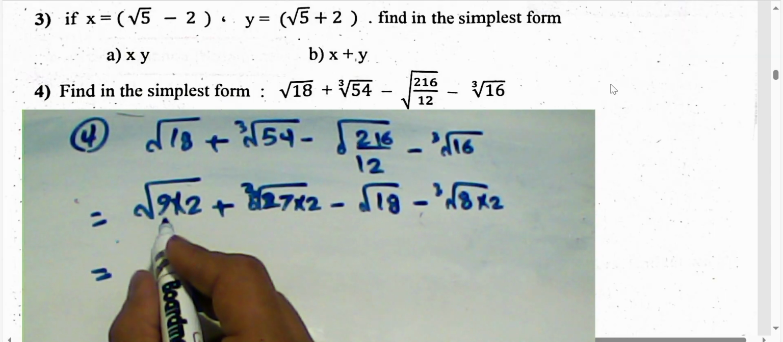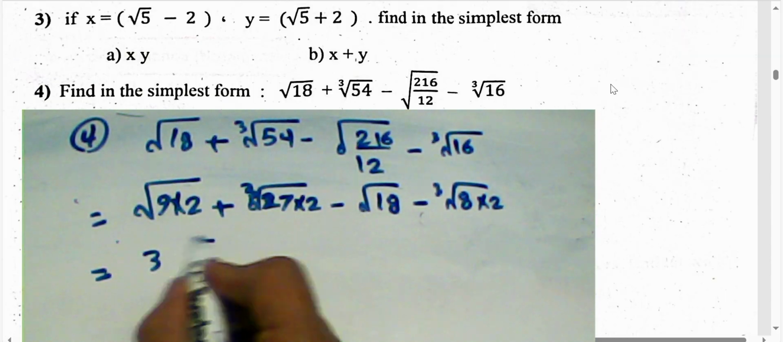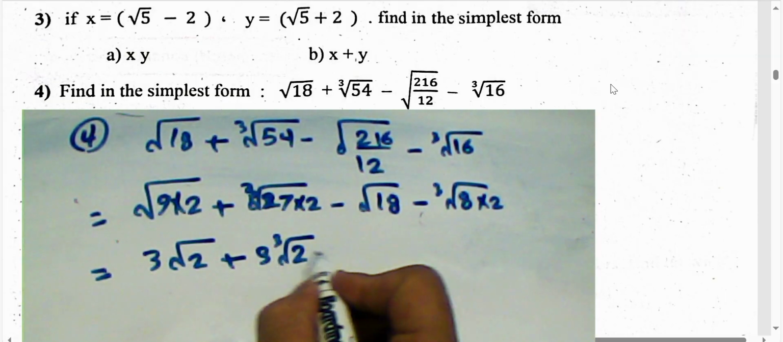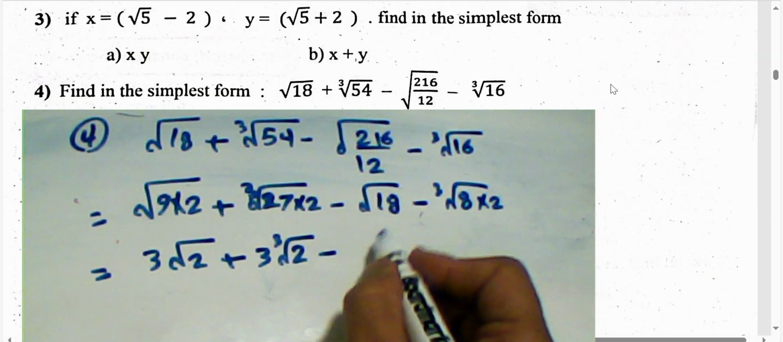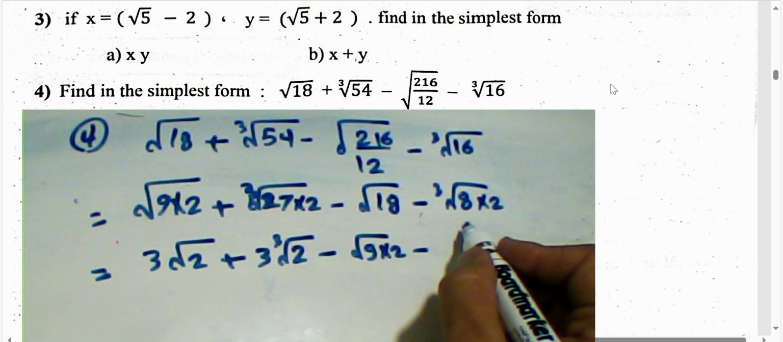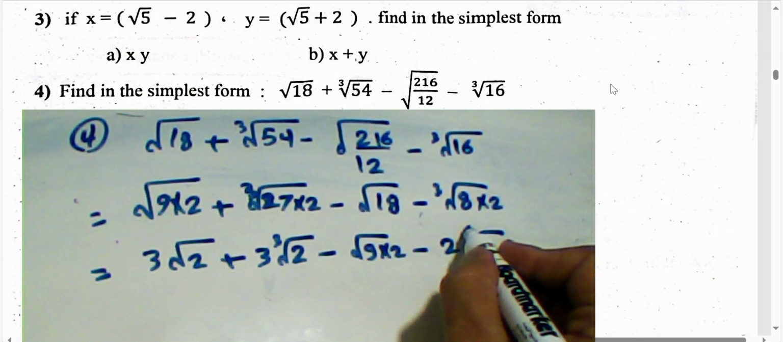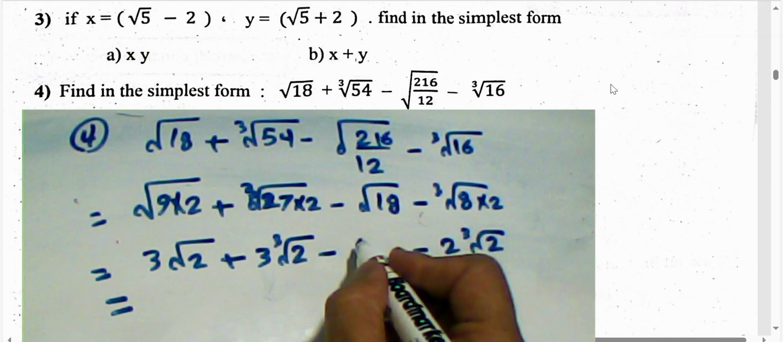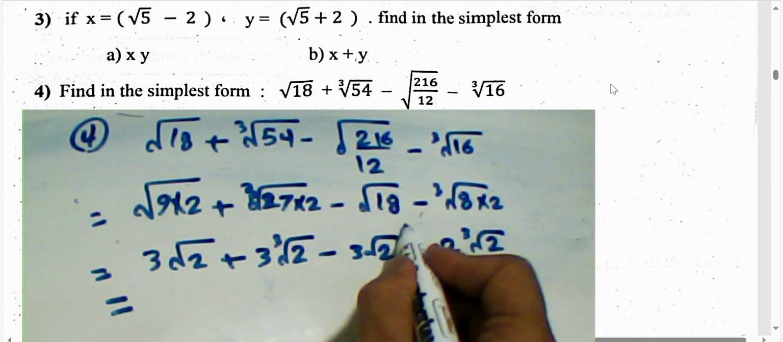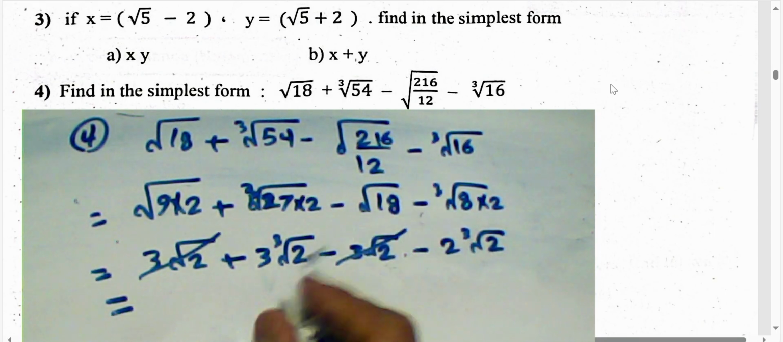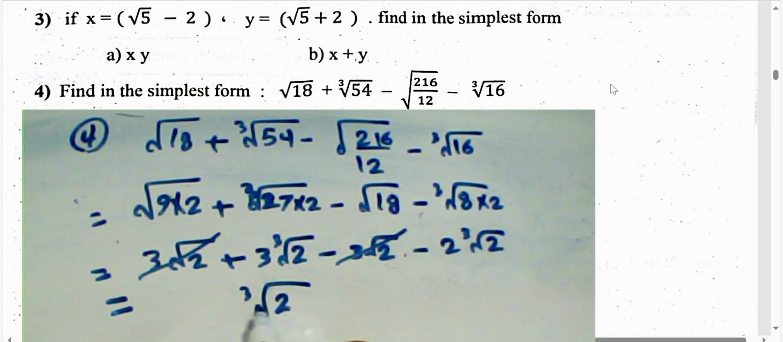You can write square root of 9 equals 3. Then the answer here is 3 root 2. Cubic root of 27 is 3, and 3 reduced by cubic root of 2. Square root of 18 equals 9 times 2, and here cubic root of 8 equals 2 cubic root of 2. This number we can simplify, it will be 3 root 2. We can cancel together 0, and also 3 minus 2 equals 1. The answer will be cubic root of 2.